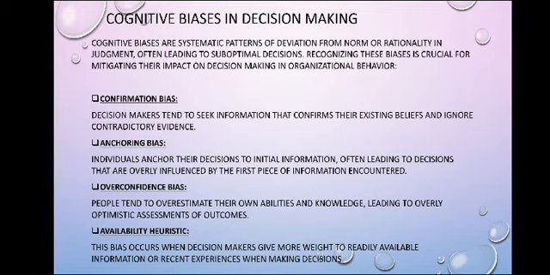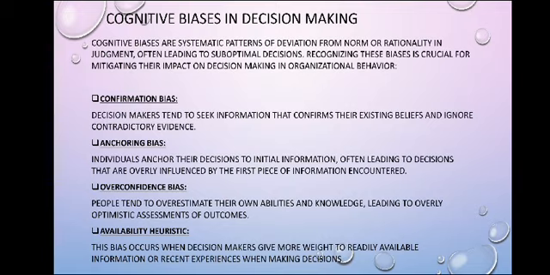Now, we'll discuss the cognitive biases in decision making. Cognitive biases are systematic patterns of deviation from norm or rationality in judgment, often leading to suboptimal decisions. Recognizing these biases is crucial for mitigating their impact on decision making and organizational behavior. So, there are a few biases that we'll discuss further.